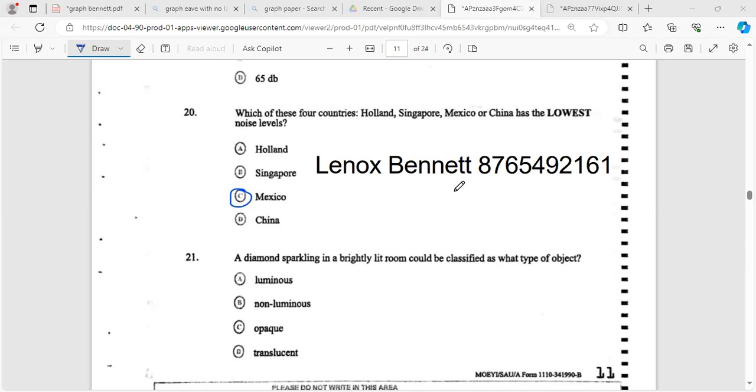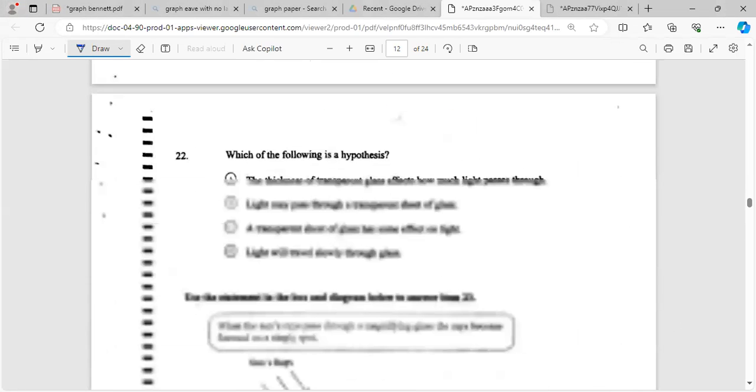So guys, a diamond sparkling in a brightly lit room could be classified as what type of object? Luminous, non-luminous, opaque, or transparent? That would be luminous. Keyword: brightly lit, right? Alright, let's move on to 22.